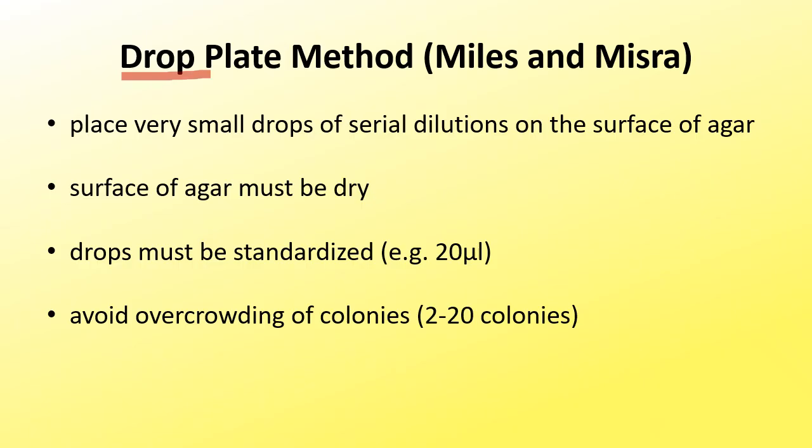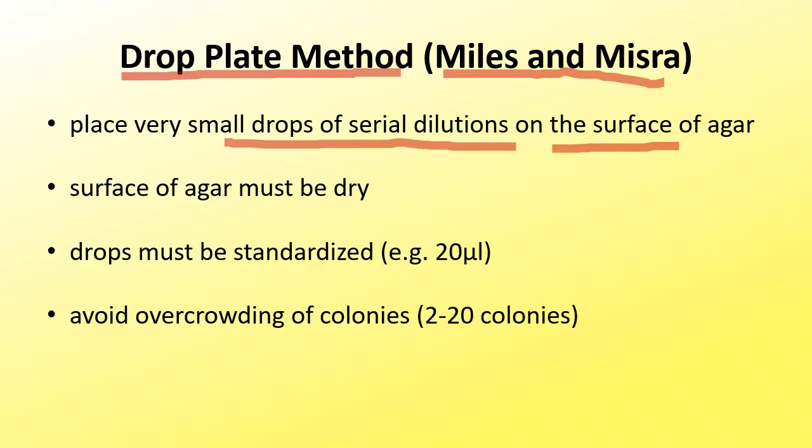Okay, the following method is the drop plate method, also known as Miles and Misra. This drop plate method is quite similar to spread plate, but instead of using a hockey stick, the serially diluted suspension is dropped onto the surface of the agar. After that, the agar is allowed to dry at room temperature and then put in the incubator. One of the key things in the drop plate method is the amount of liquid you drop onto the plate. Usually the maximum liquid is kept to 20 microliter. To avoid overcrowding, only colonies between 2 to 20 are taken into consideration for the CFU per ml calculation.